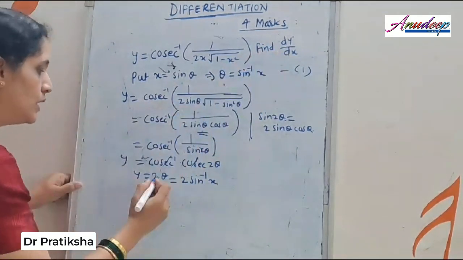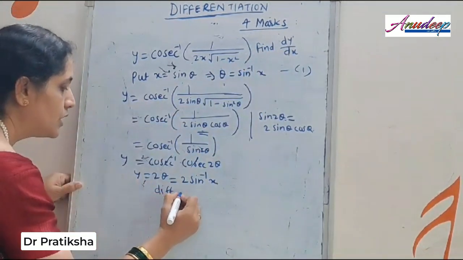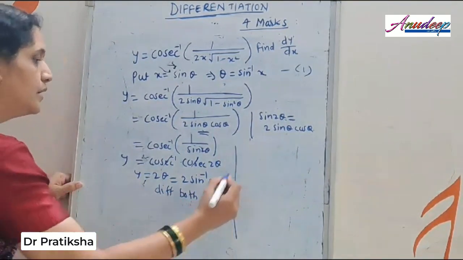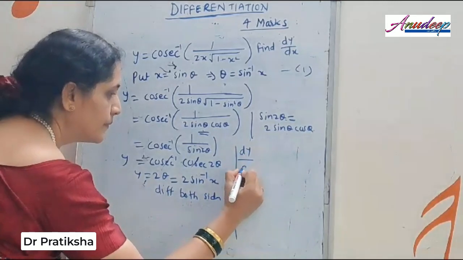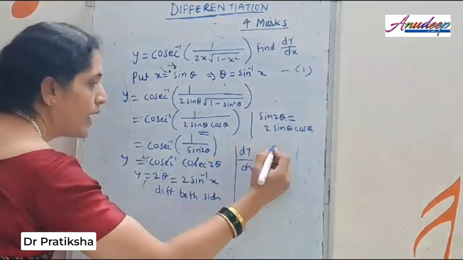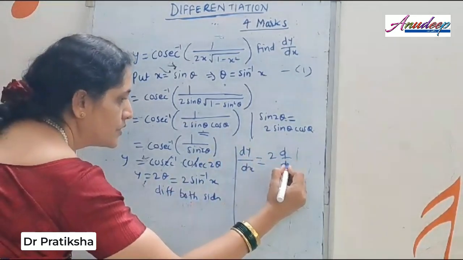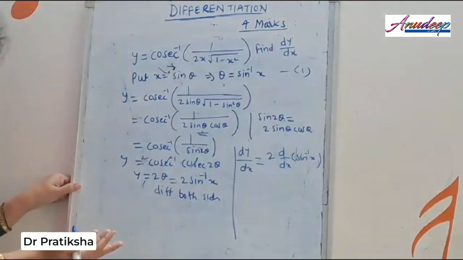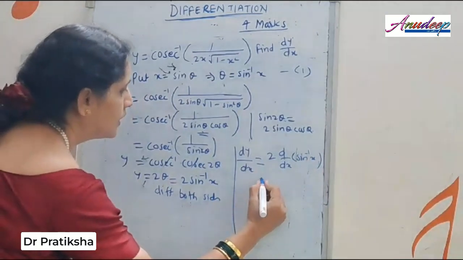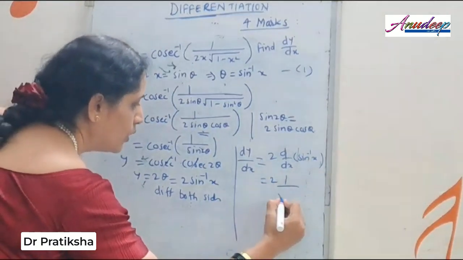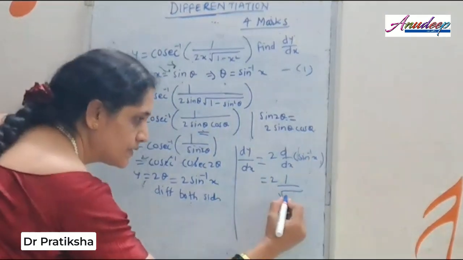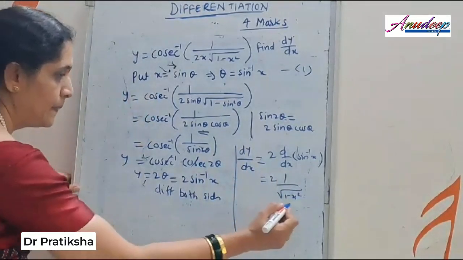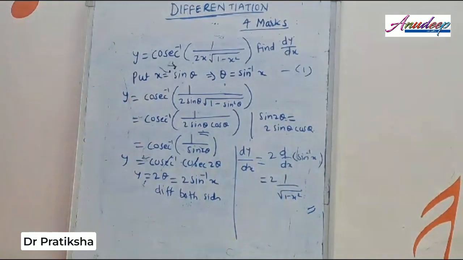Now we need to find out differentiation. So differentiating both the sides, what you get? dy by dx is equal to 2 as it is, d by dx of sine inverse of x. And what is the direct formula for this? It is nothing but 2 into 1 upon root of 1 minus x square. So that is the answer for the problem.